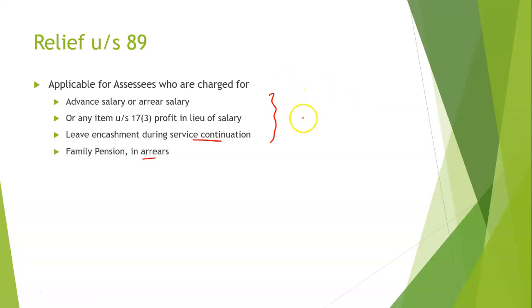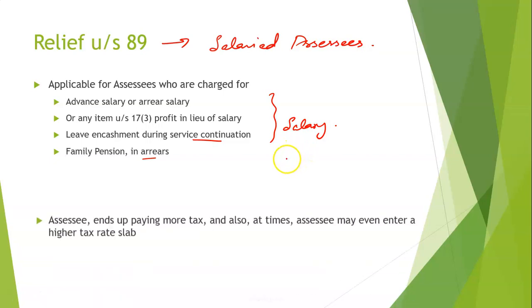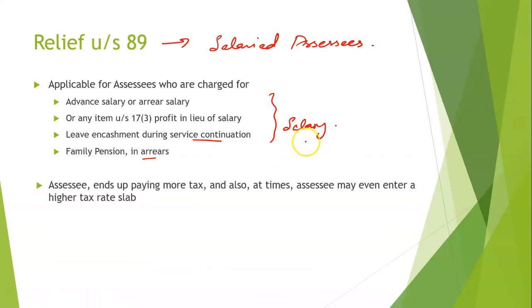Alright, so it's pretty evident this is all related to salary. So this particular section of 89 is only for salaried assessees. Not for anyone else. Only for salaried assessees. So what's happening here? Assessee has a salary and receives an additional payment of the natures explained here. So salary and an additional payment. And because of this additional payment, assessee ends up paying more tax. And also at times assessee may even enter a higher tax rate slab.